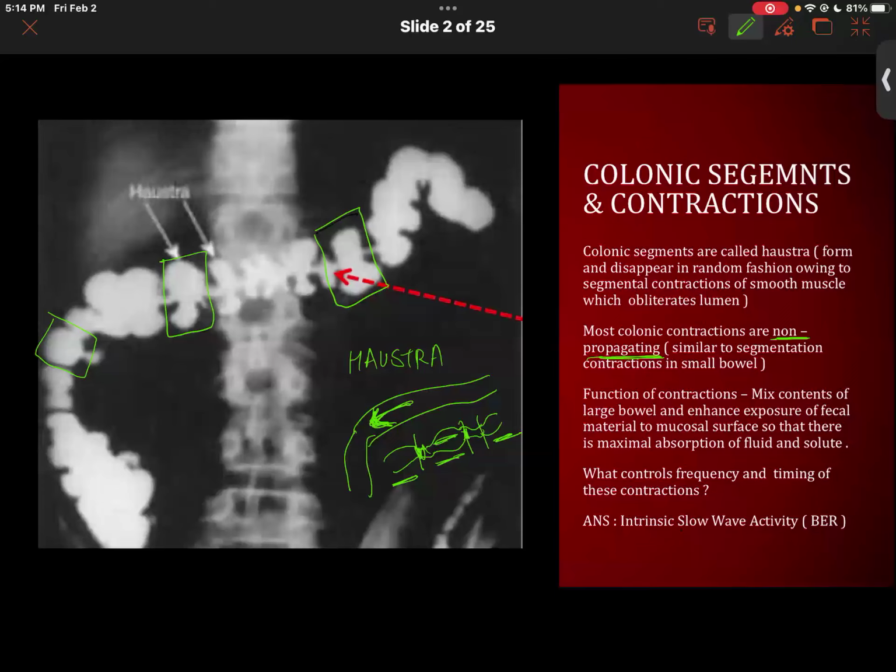So what controls the frequency and timing of these contractions? The answer is similar to all the other contractions that are present in the GIT. It's via the intrinsic slow wave activity, or the basal electrical rhythm, which is controlled by a pacemaker in the GIT. This pacemaker has electrical signals that are converted into intrinsic slow waves, and these slow waves are what cause the non-propagating contractions in the colon. These are also present in the small intestine and in the stomach, which you must have studied in the previous lectures.